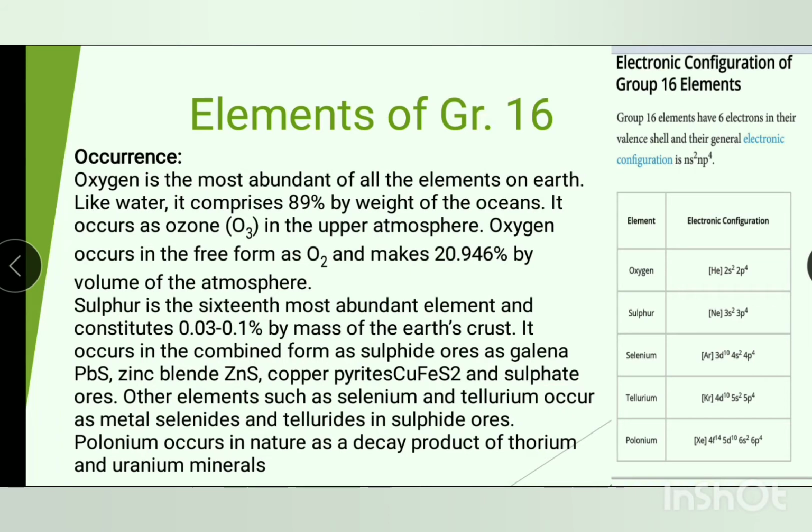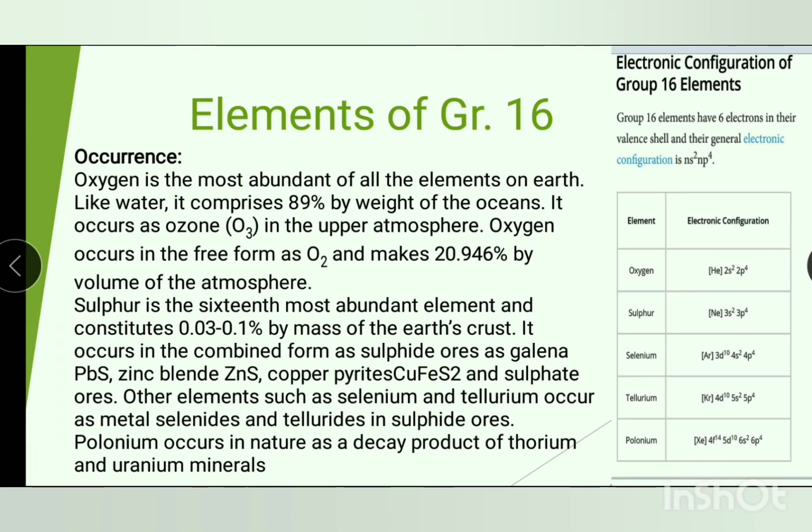Oxygen is the most abundant of all the elements on Earth. Dry air contains about 20.95% of oxygen by volume, meaning nearly 21% of oxygen is present in dry air by volume. Then second is sulfur. Sulfur is rare, about 0.34% by mass of the Earth's crust.